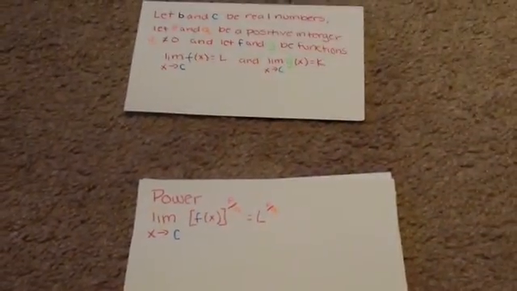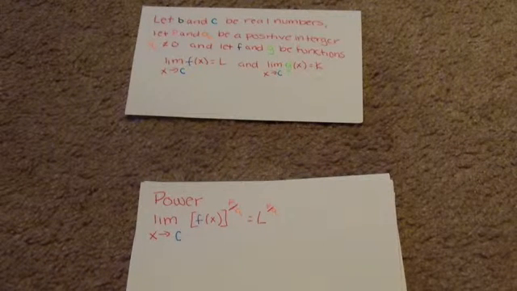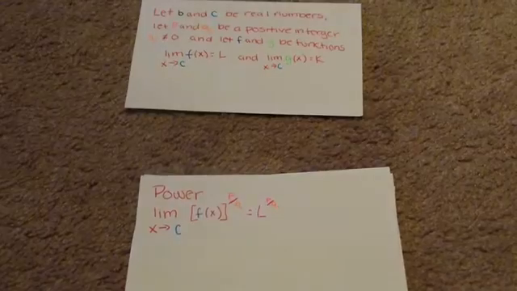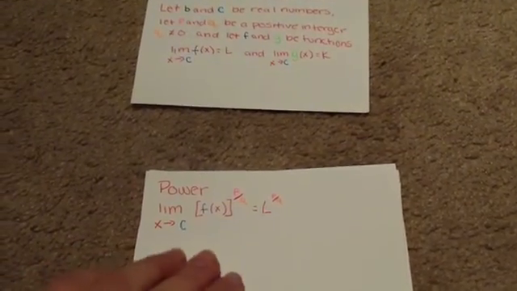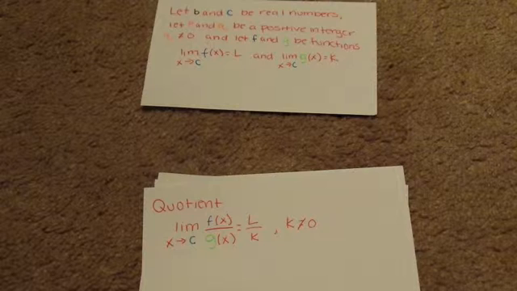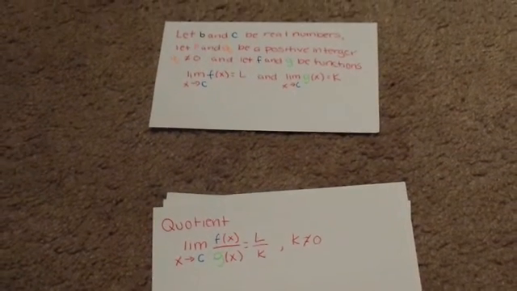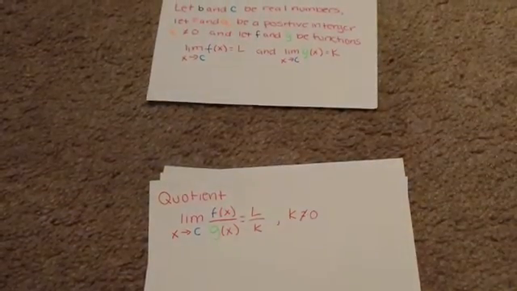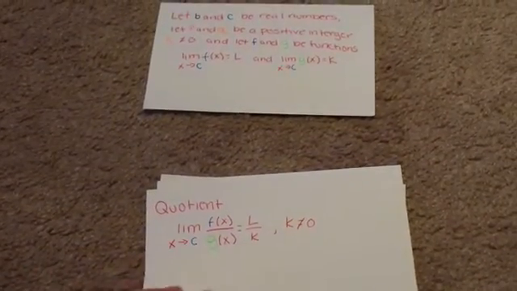The first property is the power property, which states that the limit as x approaches c of f of x raised to p over q is equal to L raised to p over q. Next is the quotient property, which states the limit as x approaches c of f of x over g of x is equal to L over k when k is not equal to 0.